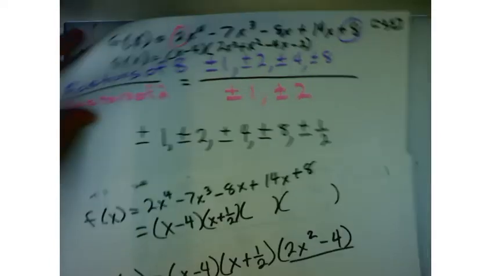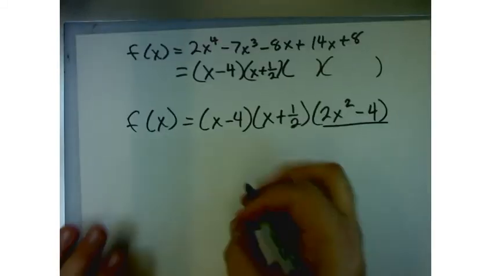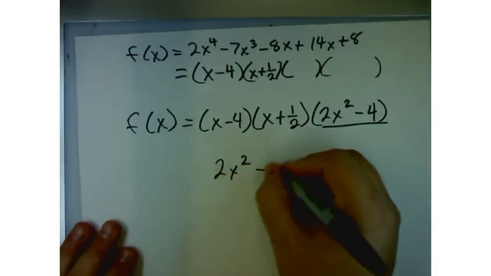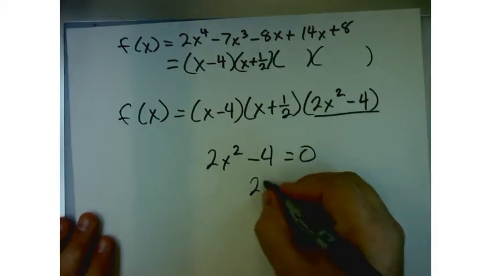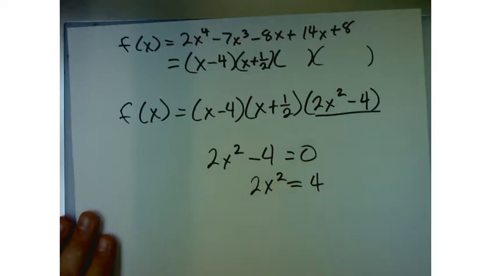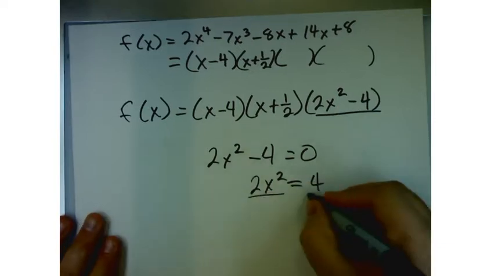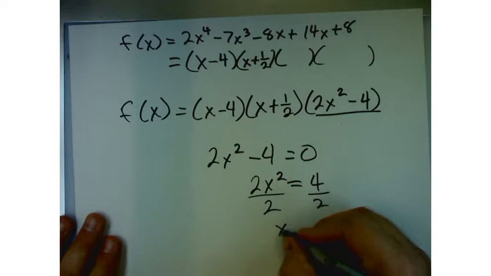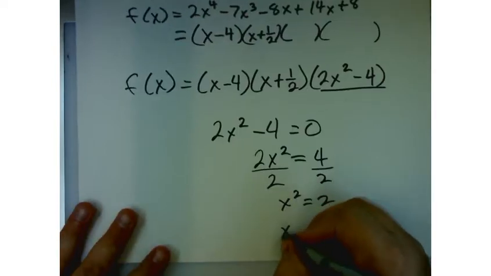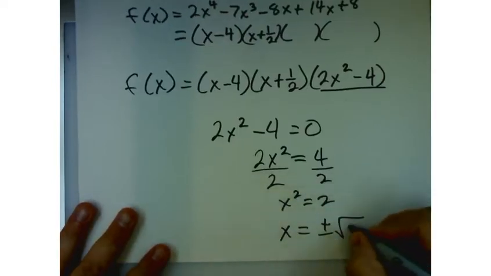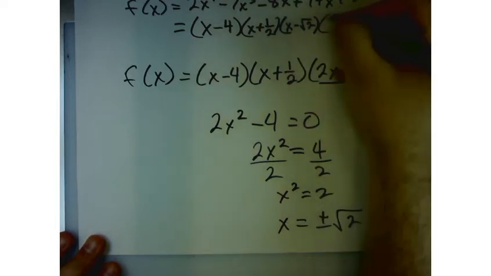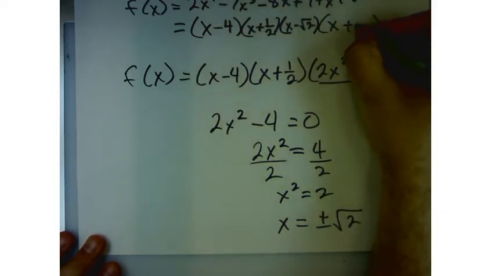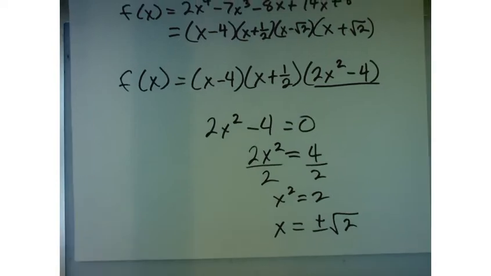So to address that one differently, what I'm going to do is I'm going to say 2x squared minus 4 equals 0. Alright. Well, that means that 2x squared is equal to 4. Which means x squared is equal to 2. Which means x is equal to plus or minus the square root of 2. Does that make sense? So this becomes x minus the square root of 2 and x plus the square root of 2. Those are all my solutions.